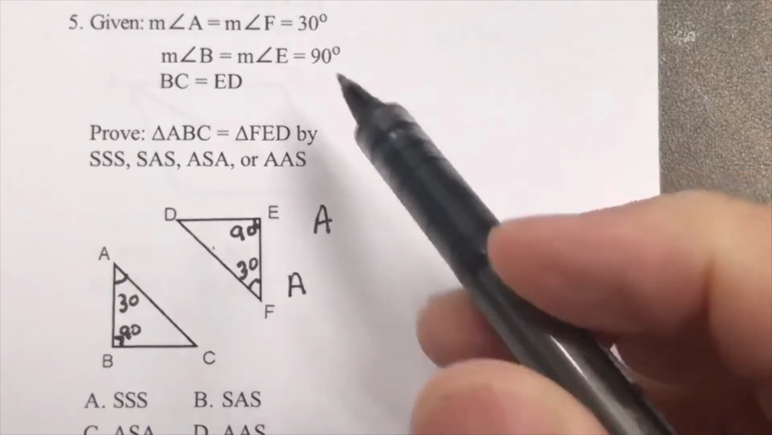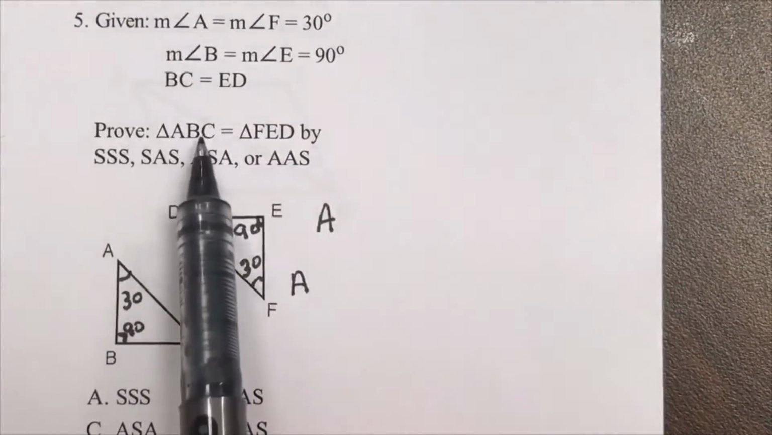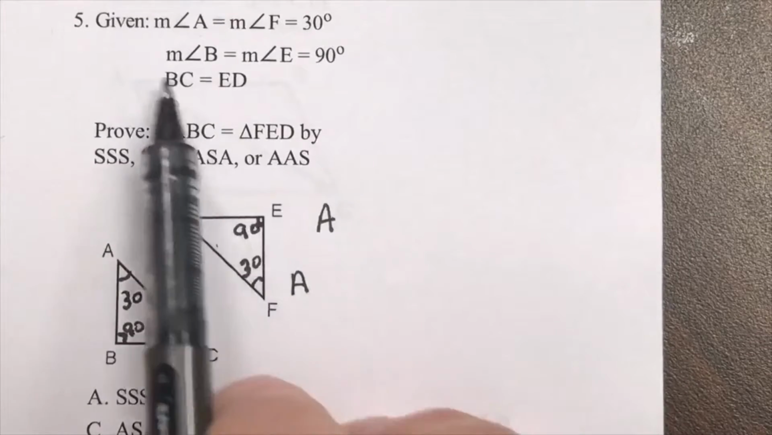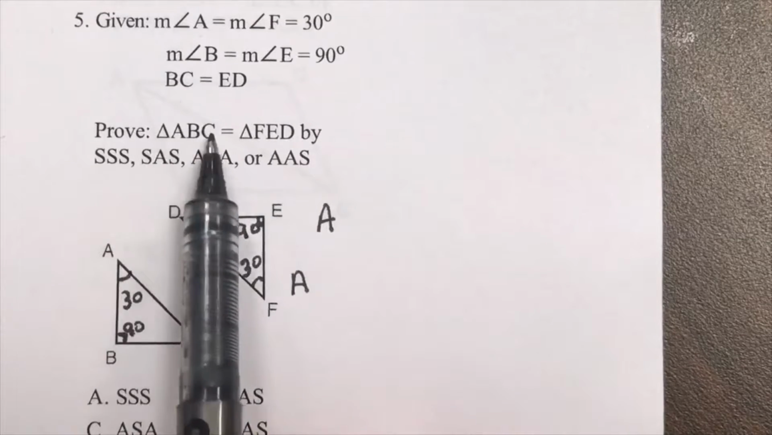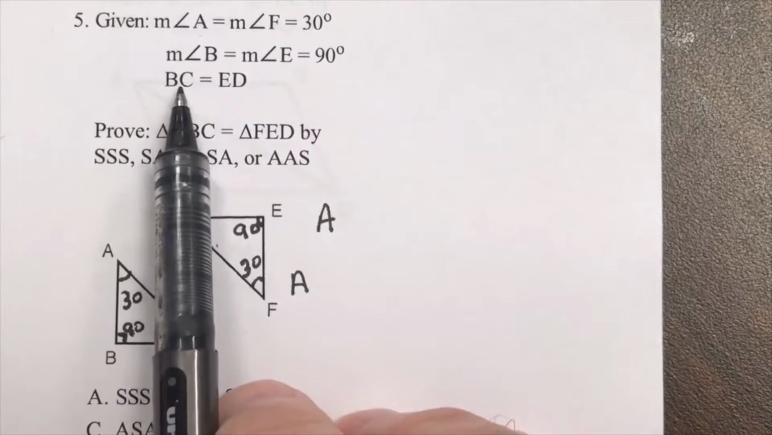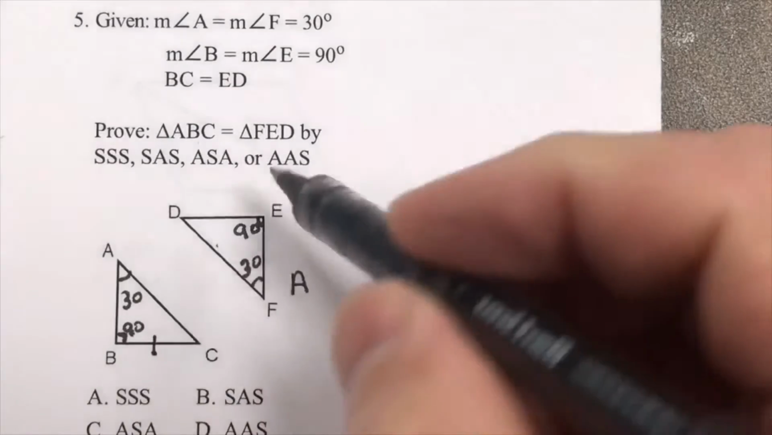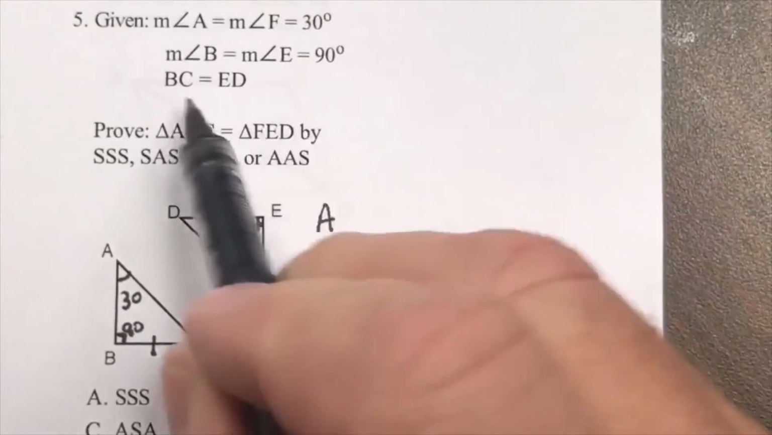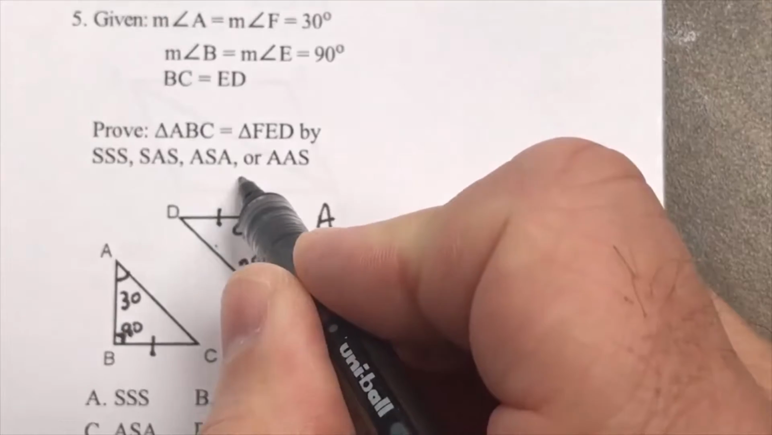Now let's look at what else is given. BC must correspond to ED. That's good. All right, so I have corresponding parts labeled correctly here. So this represents a side, so BC gets a tick mark, and so does ED. Now we were told they're equal, so they're equal. All right, so this is going to be a side.